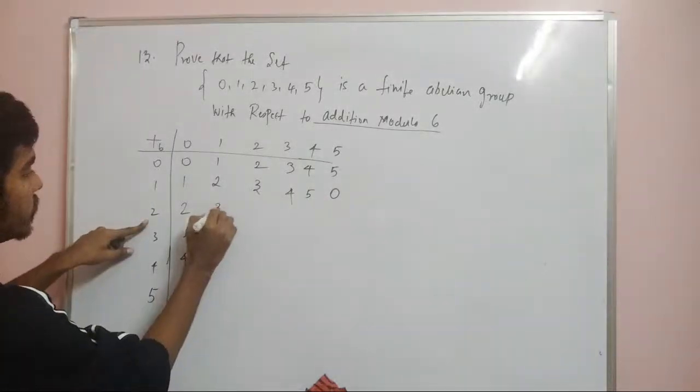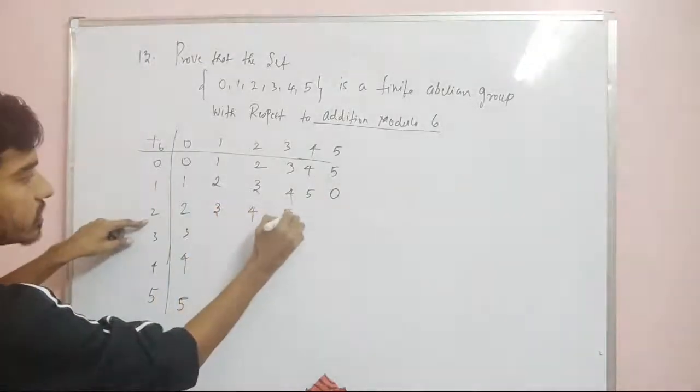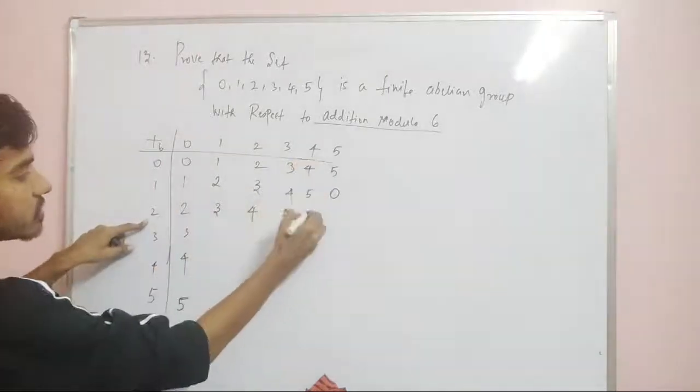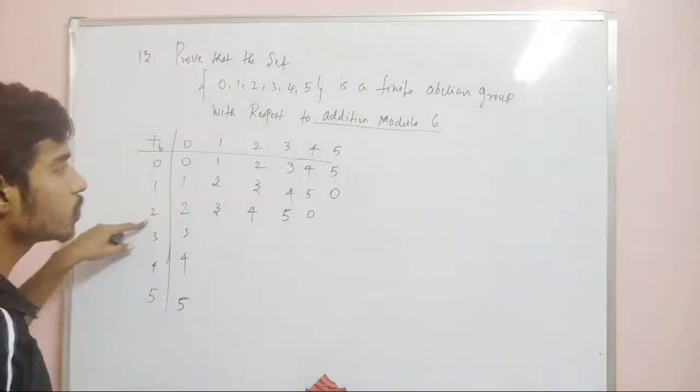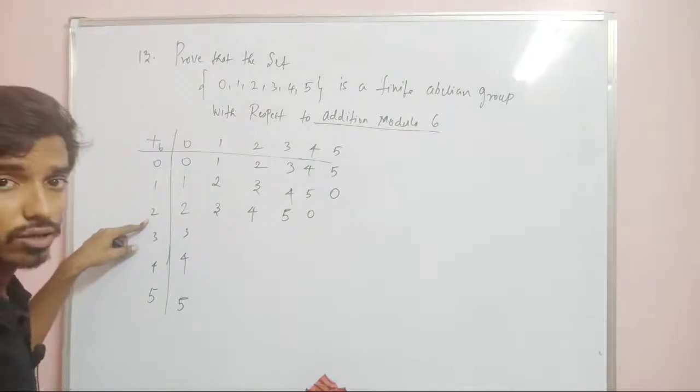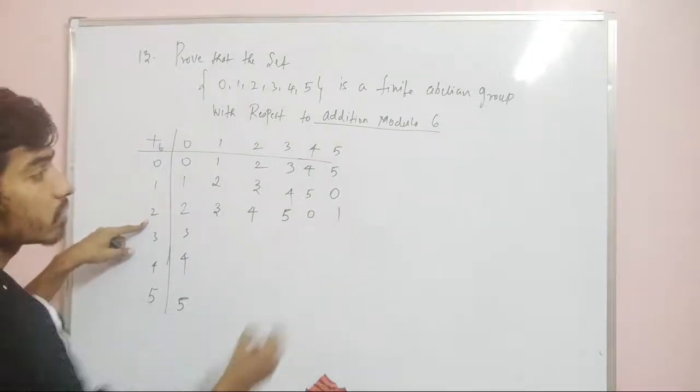2 plus 1 is 3. 2 plus 2 is 4. 2 plus 3 is 5. 2 plus 4 is 6. So 6, you have to write 0. 2 plus 5 is 7. 7, the remainder will be 1 when you divide by 6.